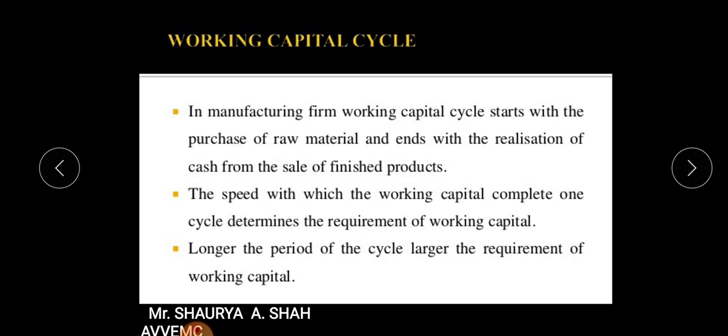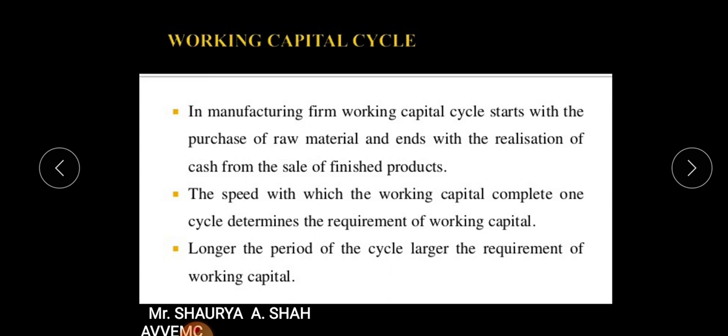Next is your working capital cycle, right? What is the working capital cycle, students? We studied just now the operating cycle in brief. In a manufacturing firm, the working capital cycle starts with the purchase of raw material and ends with the realization of cash from the sale of finished goods, right? We saw just now, students, that the manufacturing cycle starts with the purchase of raw materials. Cash is converted into raw materials, then finished goods, then debtors, then bills receivable, and bills receivable to cash, right?